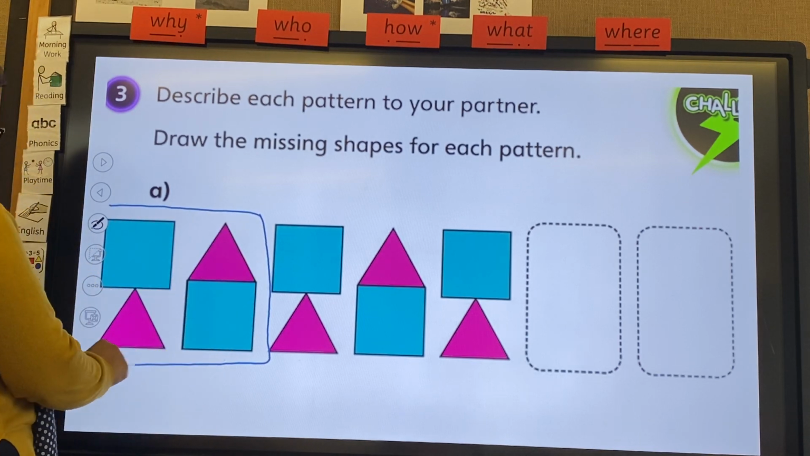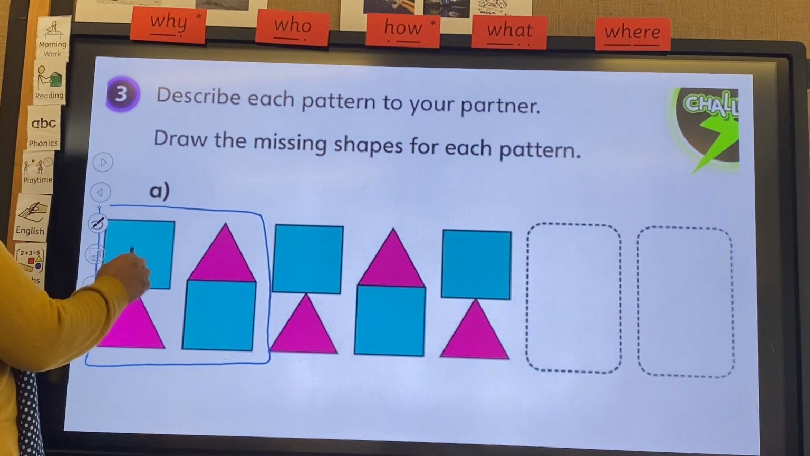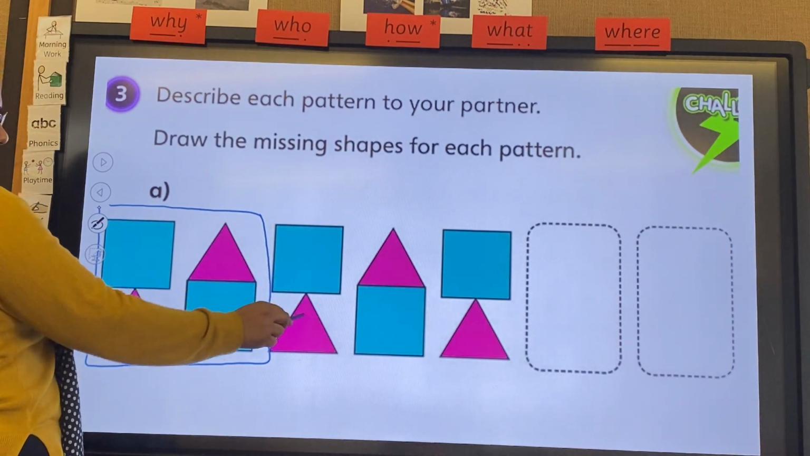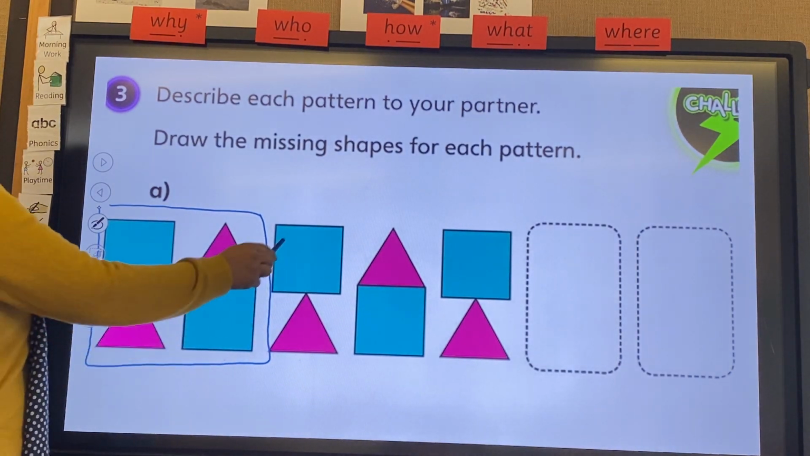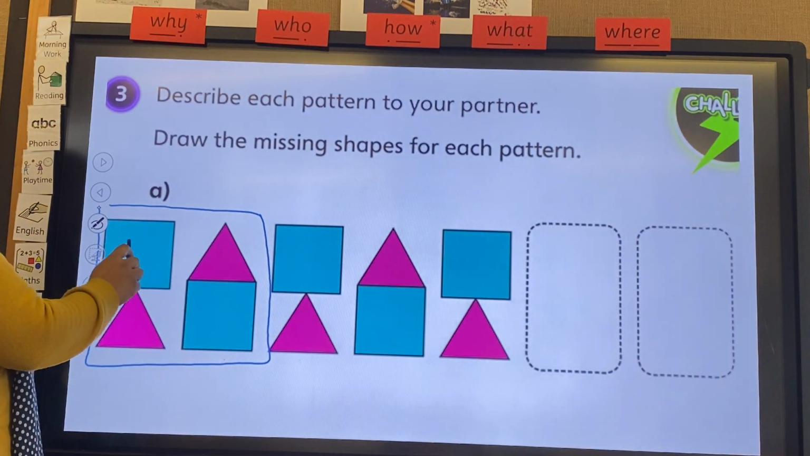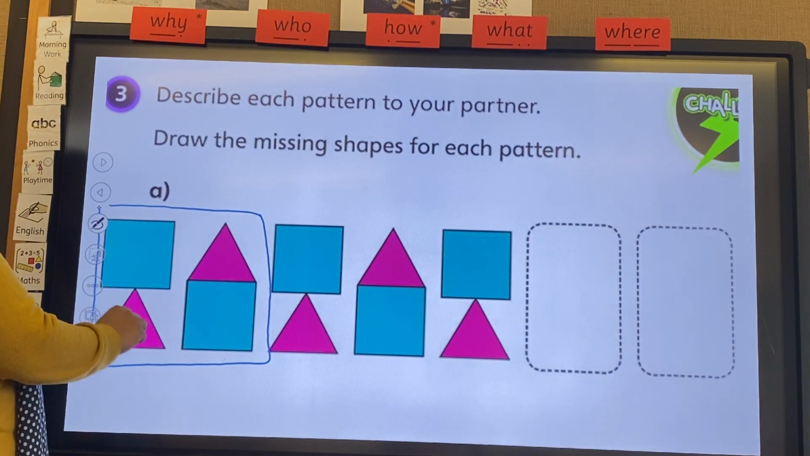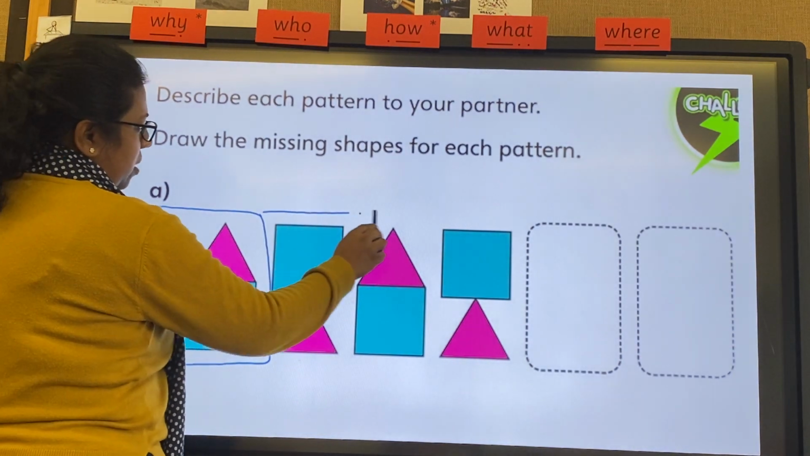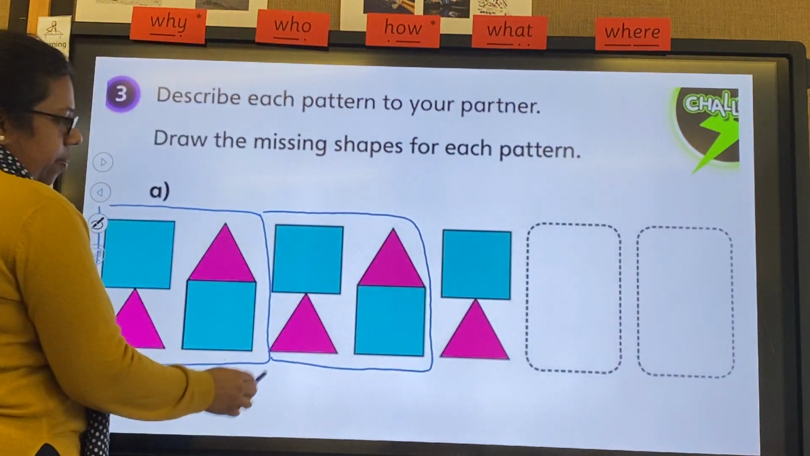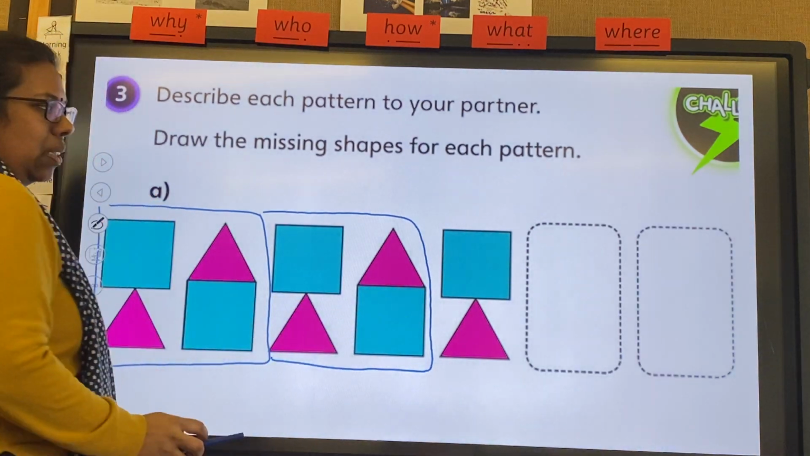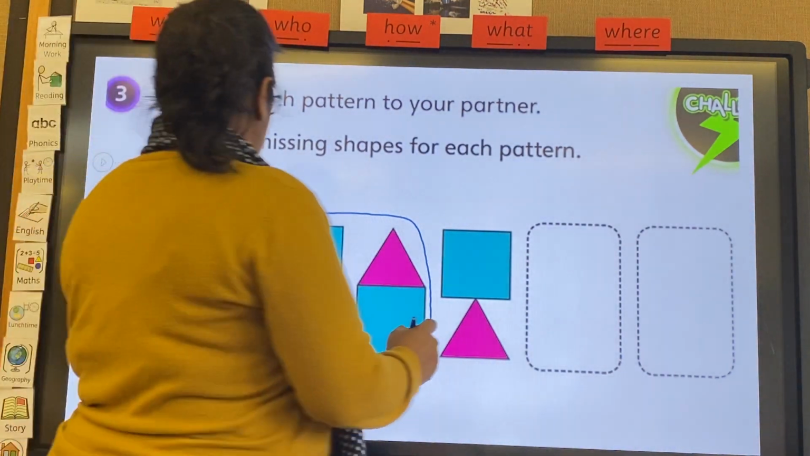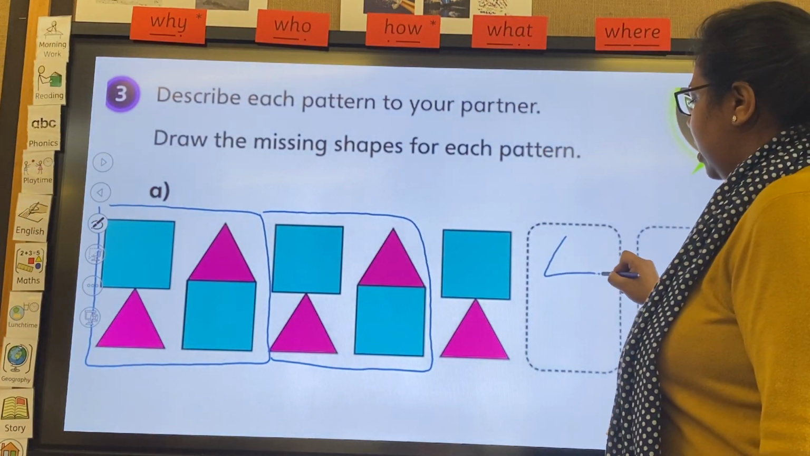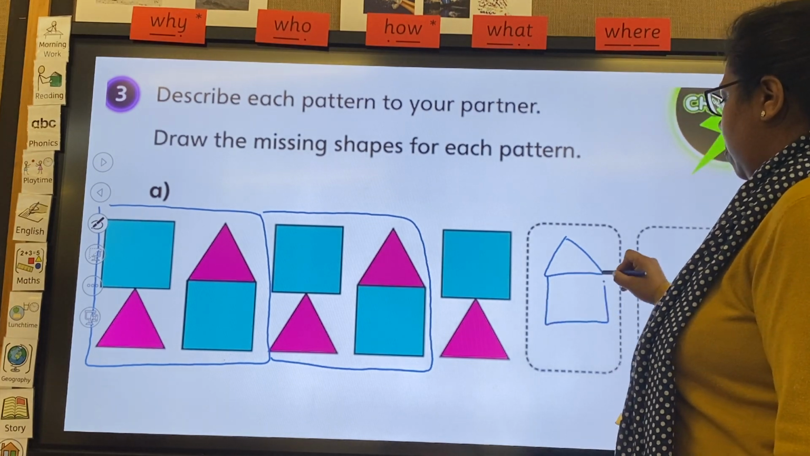This is my repeating pattern because this pattern is the same as this, okay? Or this shape is the same as this. So I've got square, triangle, triangle, square. Square, triangle, triangle, square. So that's my second shape. Square, triangle. What will the next one be? Triangle, square. Well done. So I'll draw my triangle at the top and my square at the bottom.